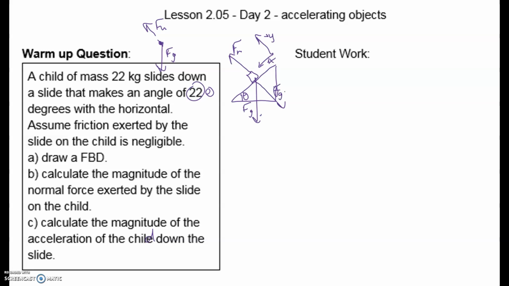That component I can draw in the direction away from the ramp or towards the ramp. Since the force of gravity is pulling the child into the ramp rather than away from the ramp, it's in that direction. And then the x component of gravity is acting down the ramp, because the gravitational force is pulling the child down the ramp, not pushing it up the ramp.